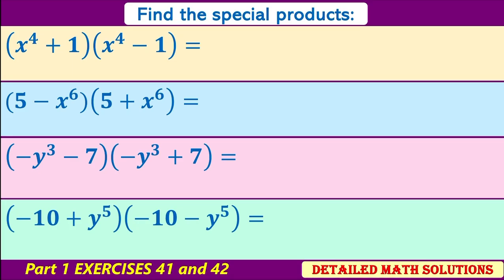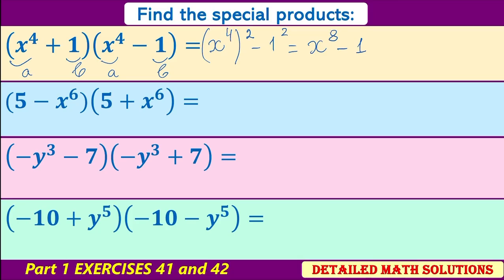The first term, x to the fourth power, corresponds to the a in the formula, and the second term, 1, corresponds to the b in the formula. And when I apply the formula, this equals x to the fourth power in parentheses squared minus 1 squared, which equals x to the eighth power minus 1.